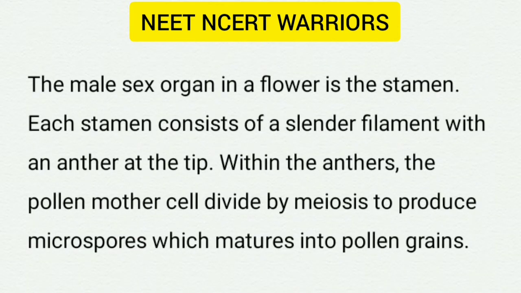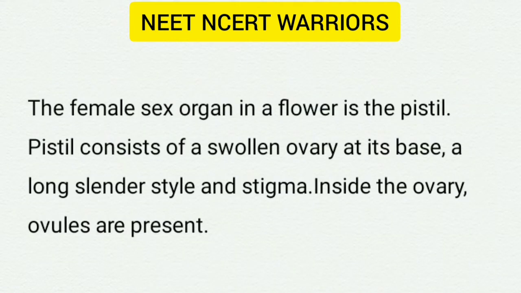The male sex organ in a flower is the stamen. Each stamen consists of a slender filament with an anther at the tip. Within the anthers, the pollen mother cell divides by meiosis to produce microspores which mature into pollen grains. The female sex organ in a flower is the pistil. Pistil consists of a swollen ovary at its base, a long slender style and stigma.